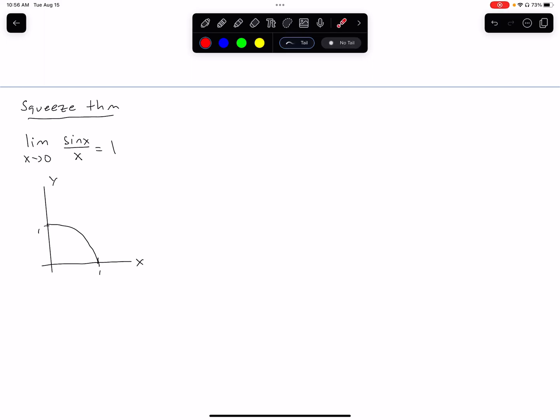Hi, welcome back. In this video, we're going to talk about the squeeze theorem. The squeeze theorem is very useful in helping us to find the value of a limit if we can't solve it either algebraically or graphically.